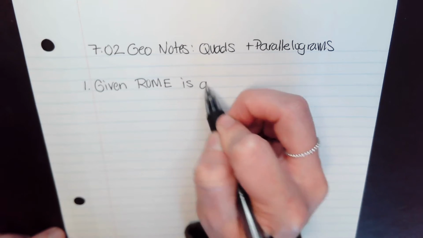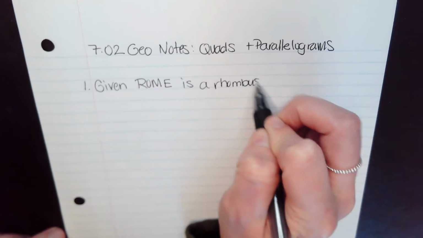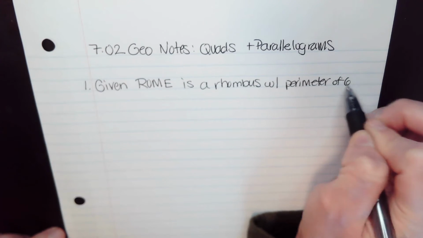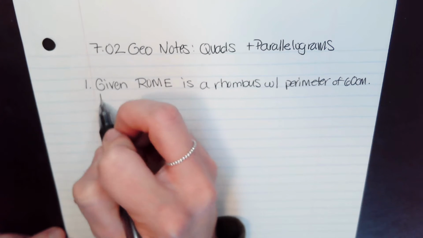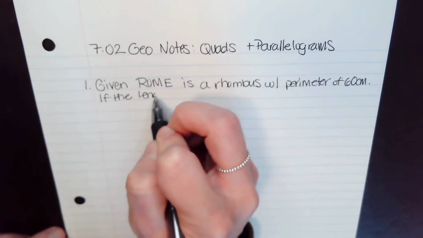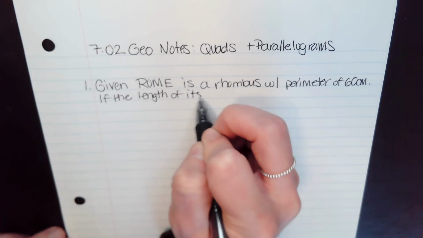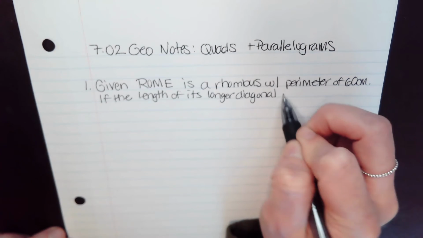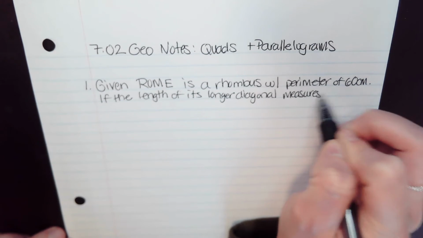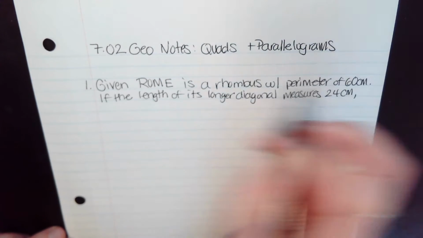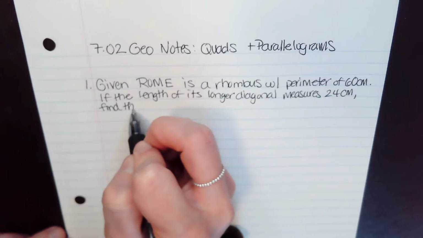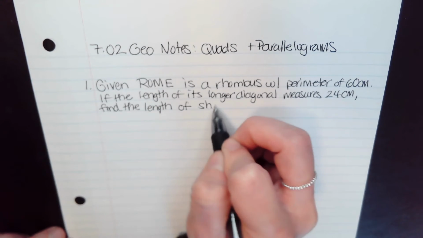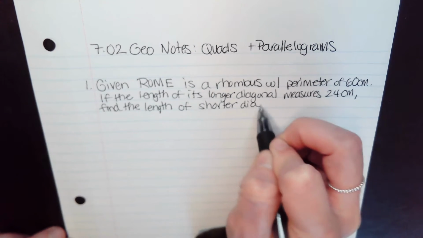So given Rome is a rhombus with a perimeter of 60 centimeters, if the length of its longer diagonal measures 24 centimeters, find the length of the shorter diagonal.